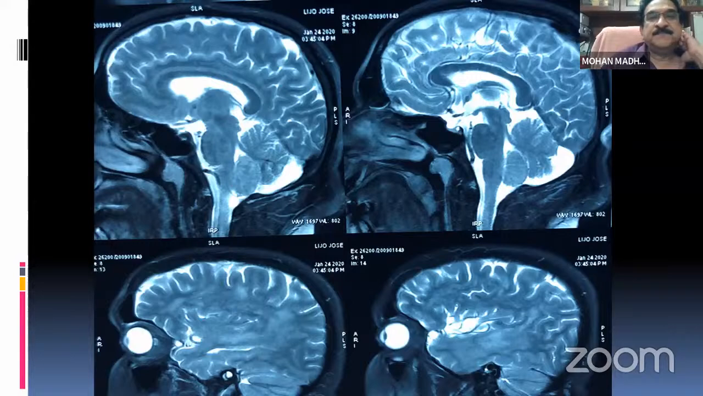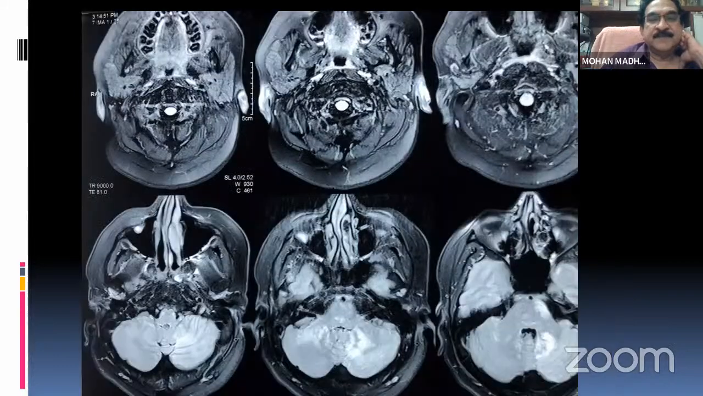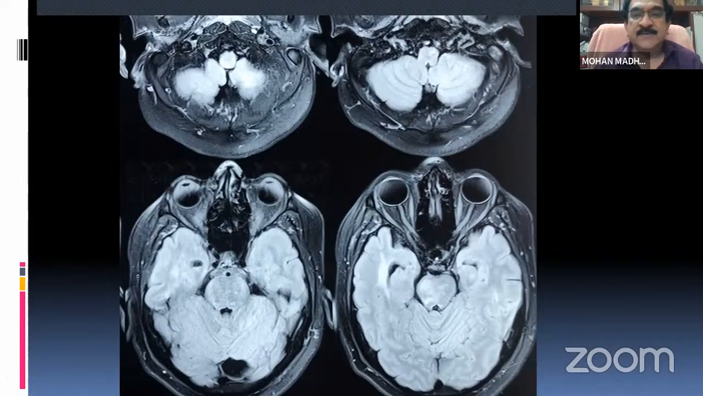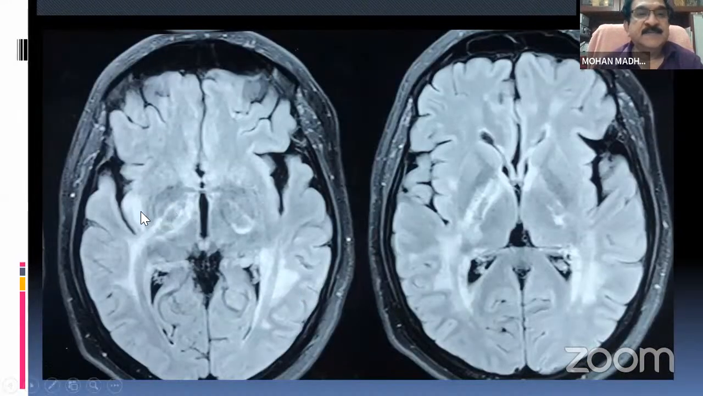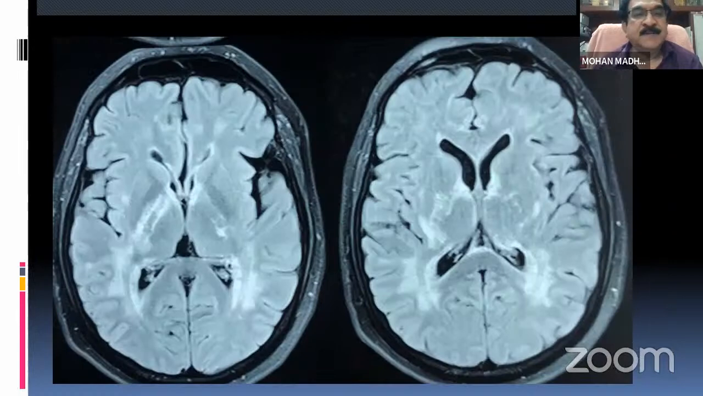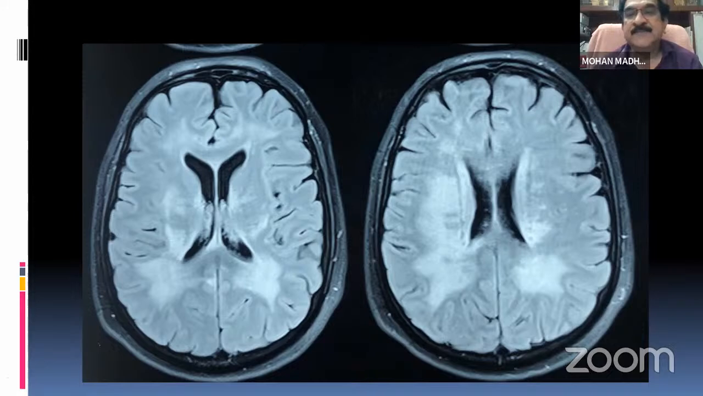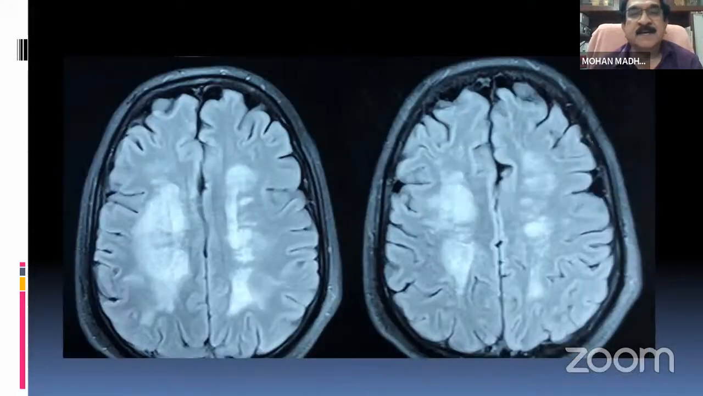This is the T2 sagittal FLAIR. You can see the hyperintensity in the cerebellum, in the pons, in the middle cerebellar peduncle, subcortical white matter, in the internal capsule region, external capsule, and in the periventricular location near the atrium of the lateral ventricle. This is a little higher cut showing the same picture. In the centrum semiovale also, it has become bilateral, with more confluent white matter lesions, large blotchy lesions.